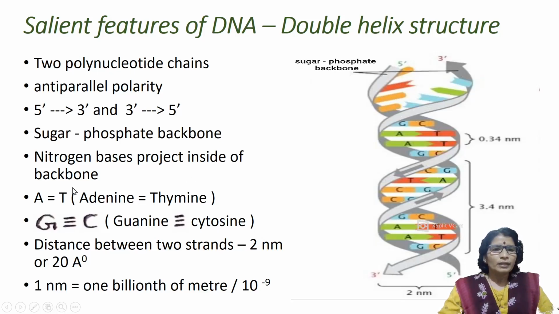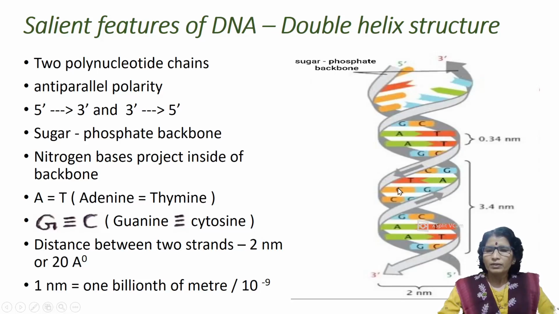Here the nitrogen bases are purines and pyrimidines. Adenine and guanine are purines; thymine and cytosine are pyrimidines. Purines always bind with pyrimidines. Adenine always binds with thymine, with two hydrogen bonds between them. Between guanine and cytosine, three hydrogen bonds are present.